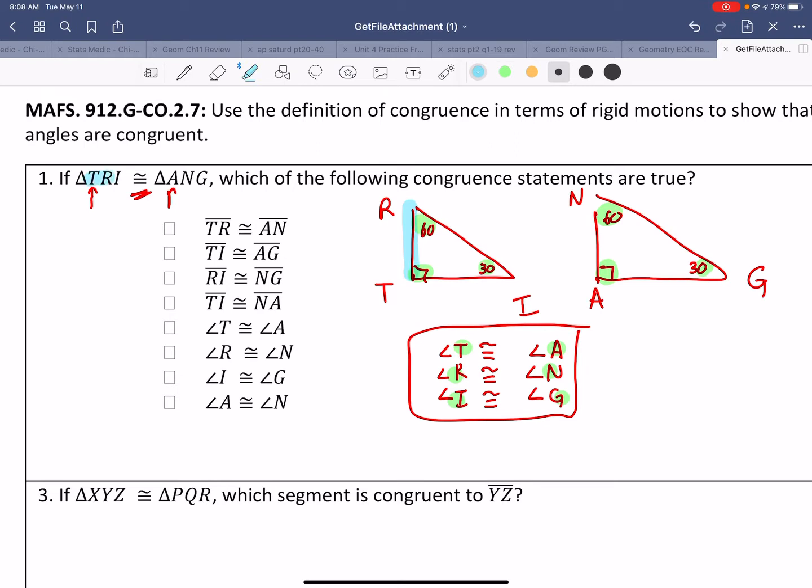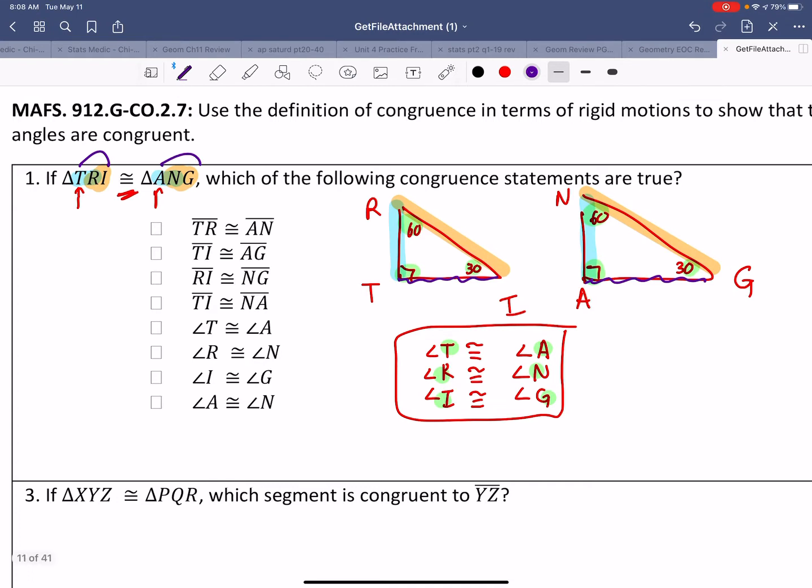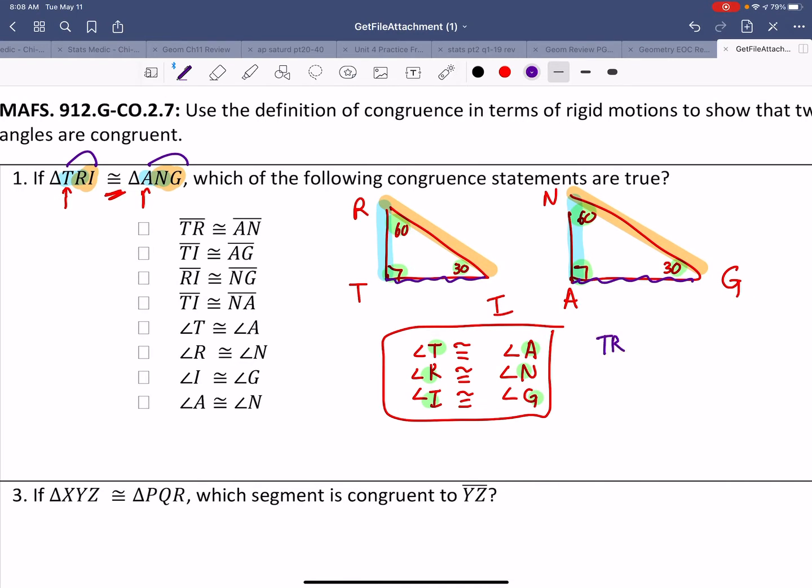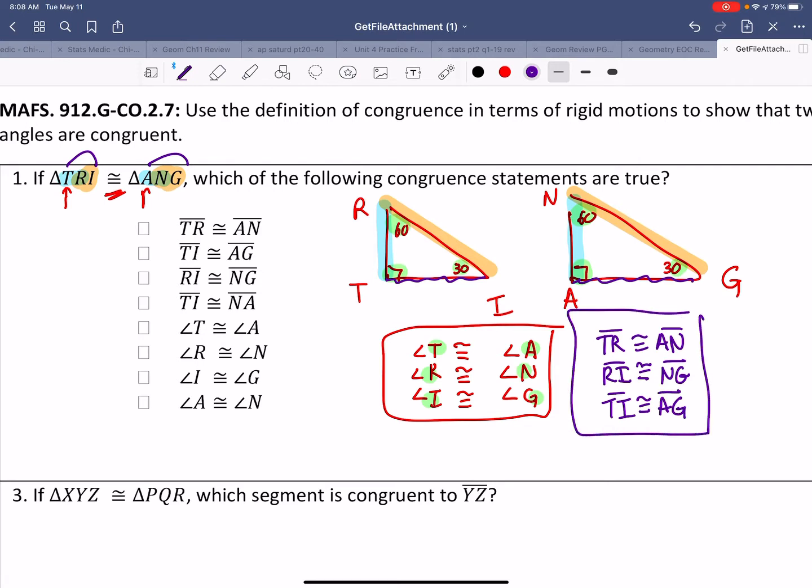So what sides would be equal? Well, the first two, TR, have to match the first two, A and N. The next two, R and I, have to match N and G, right? If they're twins. And then the last one here, TI, first and last, have to match AG, first and last. So we're going to list those out as well. So first and middle has to match first and middle. Middle last has to match middle last. First and last has to match first and last. All right, so these are the 6 things that are in common. All the angles are equal and all the sides are equal, and that's congruence.